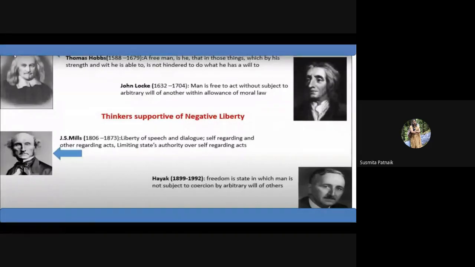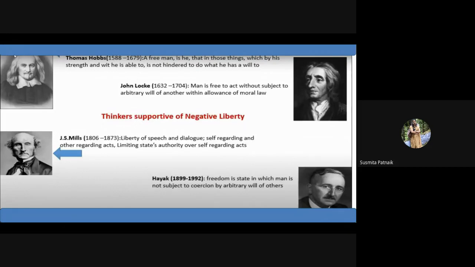The second category is the modern liberal system, where we have J.S. Mill and T.H. Green. These political thinkers say that the state should have a certain type of right. They speak of the liberty of speech and dialect, self-regarding and other-regarding acts, limiting state authority over self-regarding acts.